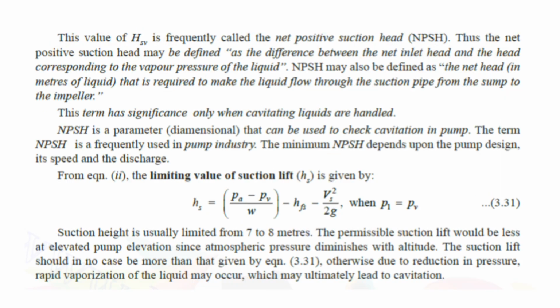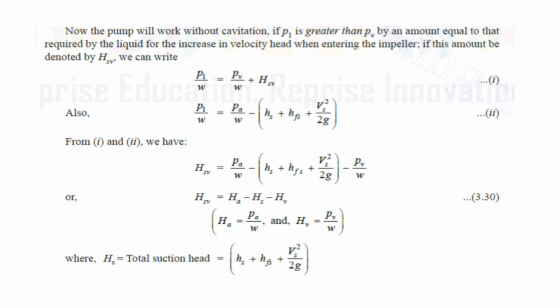From the diagram, we have identified the terms. Now, the pump will work without cavitation if P1 is greater than PV by an amount equal to that required by the liquid for increasing in velocity head when entering the impeller. If this amount is denoted by HSV, we can write P1 by W is equal to PV by W plus HSV. So P1 by W is equal to Pa by W minus Hs minus Hfs minus V square by 2G.